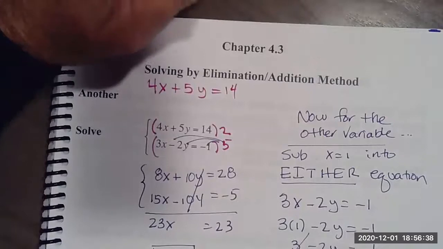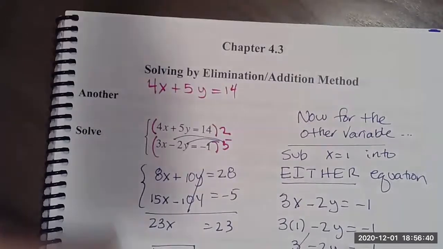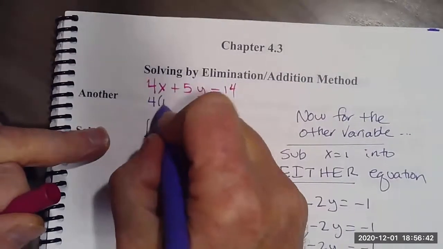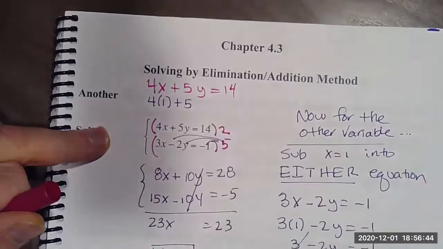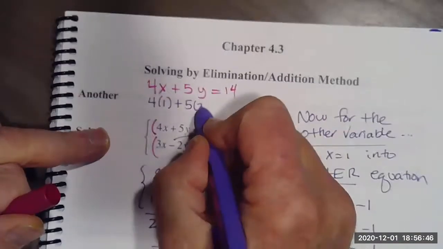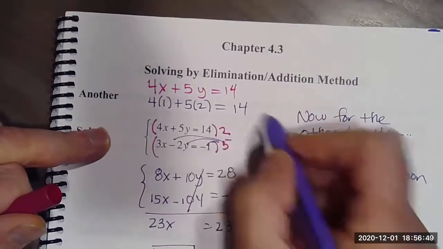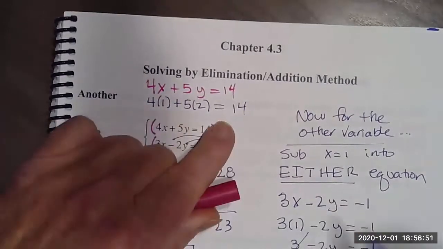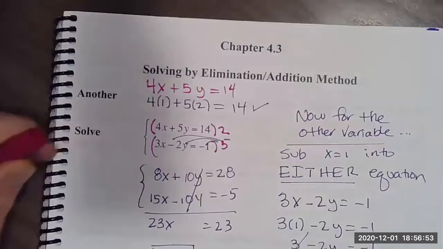Okay, we're going to check this one. So here we go. x is 1.5, y is 2. Oh yeah, hey, 10 and 4 is 14. Check. Okay, good answers here.